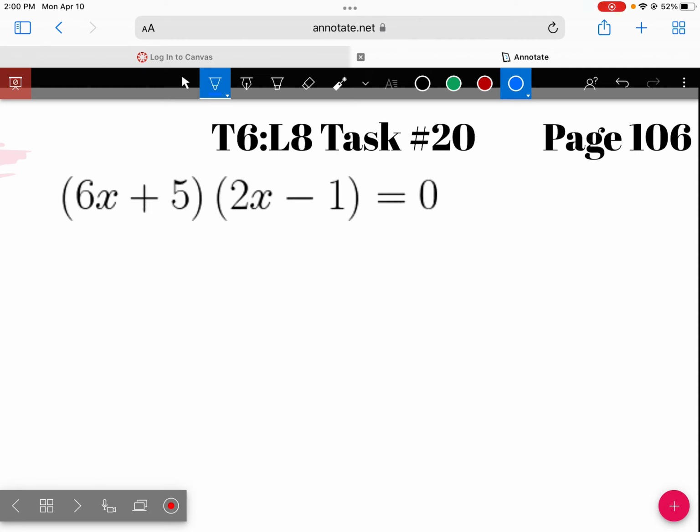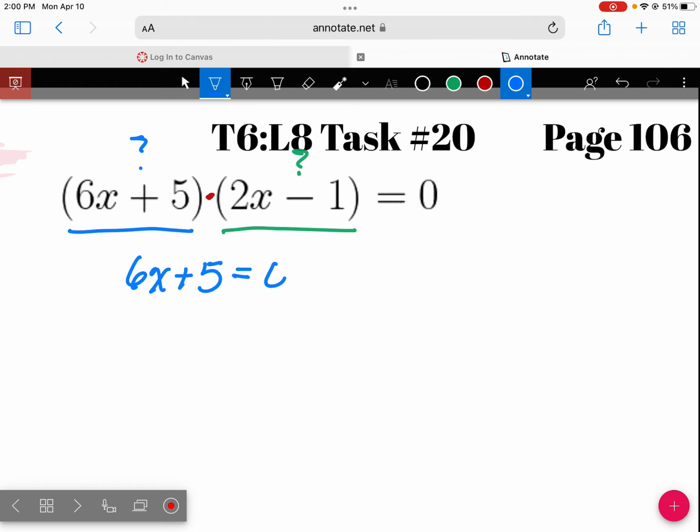The zero property of multiplication, and I don't know if that's what it's really called, but if you have something times another factor and that equals 0, what has to be true about either one of these factors? They have to be 0. So you can set those equal to 0 and solve for x right away. Does everybody understand that?